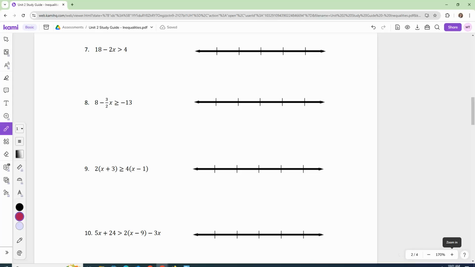Minus 18. Okay. So we have negative 2x is greater than negative 14, and then, divided by negative 2. And when you divide by negative 2, what happens? So x is less than 7. So set up your number line, open or closed circle, and going to the left. Alright. Number 8.